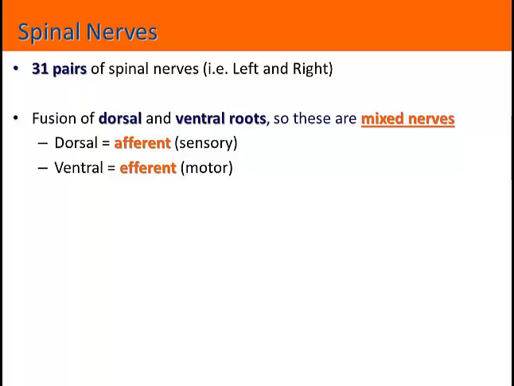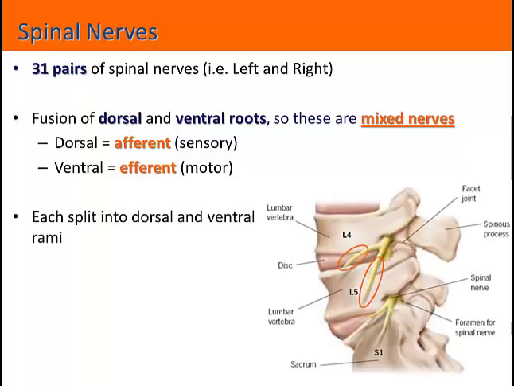The dorsal root is where the afferent or sensory information travels towards the spinal cord. And the ventral root are the nerve fibers that are coming from the spinal cord carrying efferent information or motor signals towards the periphery. Each spinal nerve splits into dorsal and ventral rami. And the rami go and innervate structures on either the dorsal side or the anterior side of the body.